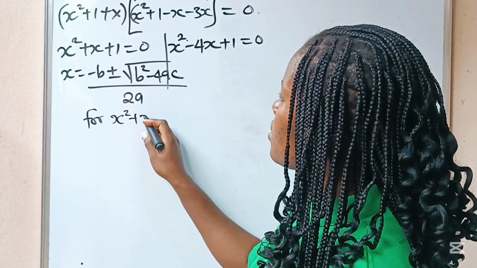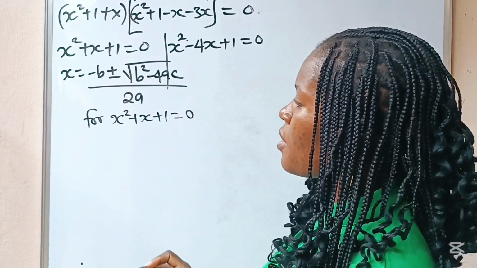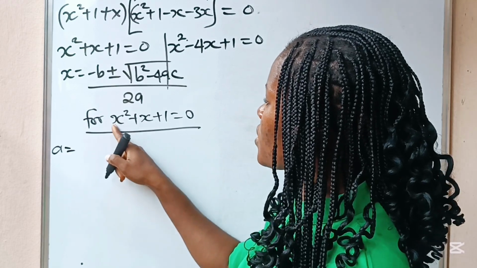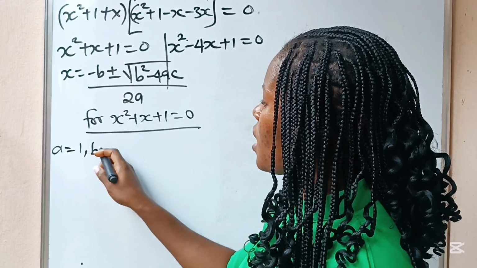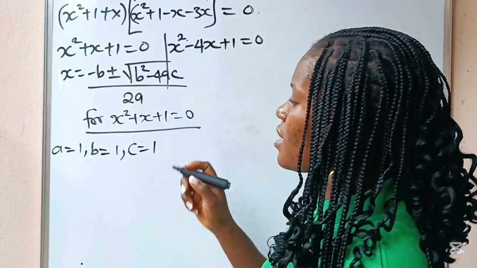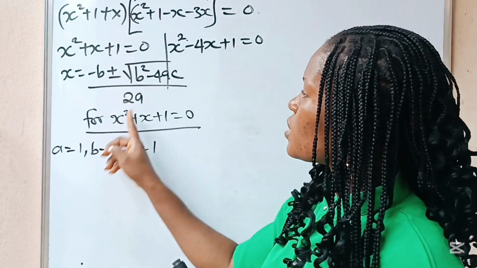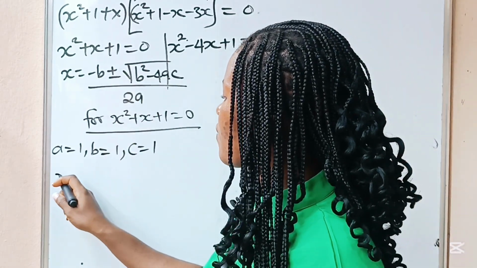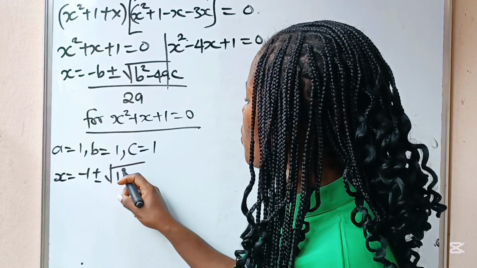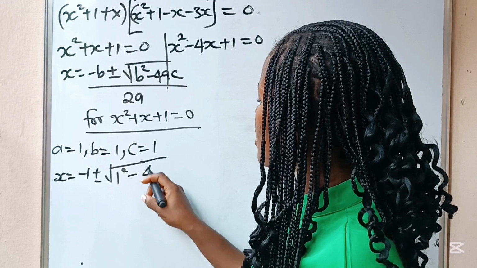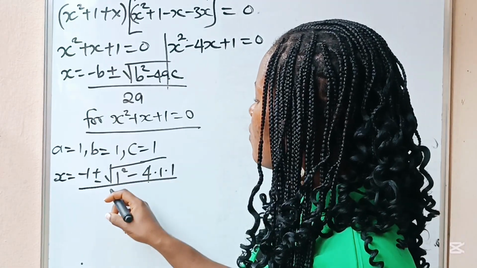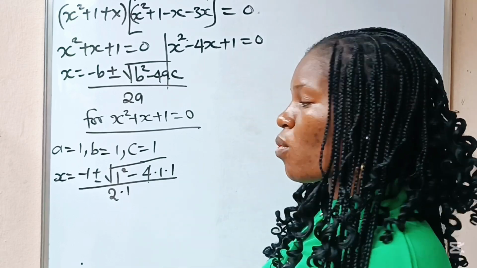x squared plus x plus 1 equals 0. For this one, our a is the coefficient of x squared, which is 1. Our b is the coefficient of x, which is also 1, and our c is the constant, which is also 1. So we substitute into the formula and we have x equal to minus 1 plus or minus the square root of 1 squared minus 4ac, that is 4 multiplied by 1 multiplied by 1, everything divided by 2a, 2 multiplied by 1 as well.